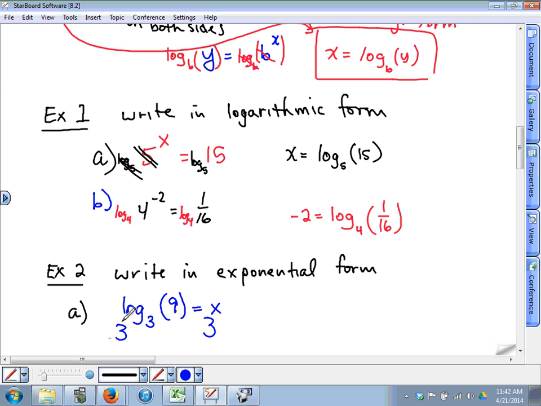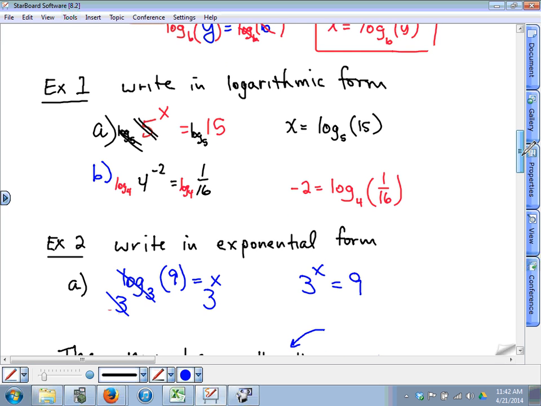If you have a base of 3 and the exponent is a log base 3, what do you think happens here? They cancel. 3 to the x equals 9. Yep. 3 to the x equals 9. These two mean the exact same thing. They're written differently. So if you want to cancel a logarithm, you use a base. If you want to cancel the base, you use a logarithm. That's the main point of this lesson: the relationship between exponentials and logarithms. They're inverses of each other.